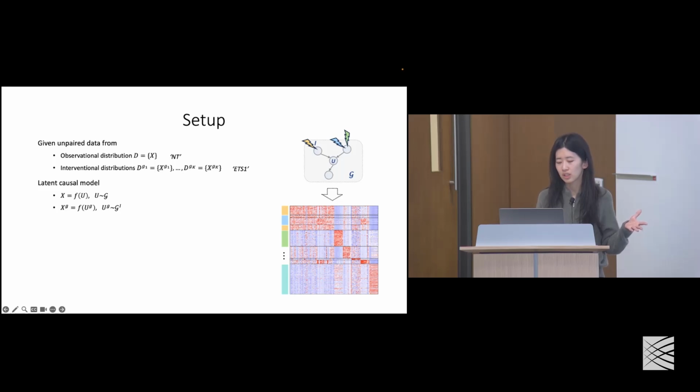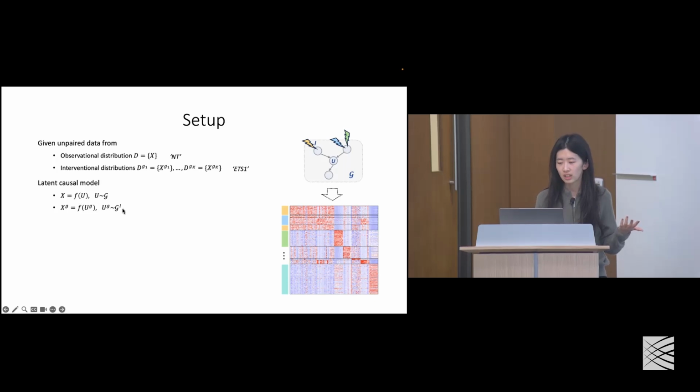My assumption is that this cell by gene matrix is actually generated from a latent causal model between variables that I denote as U, and the latent causal graph is denoted as G. I'm assuming that for both the observational distribution and the interventional distributions, they share the same mixing function F. Samples in the perturbed distribution can be generated via another distribution of the latent variables, but they have to share the same mixing function as the control population.